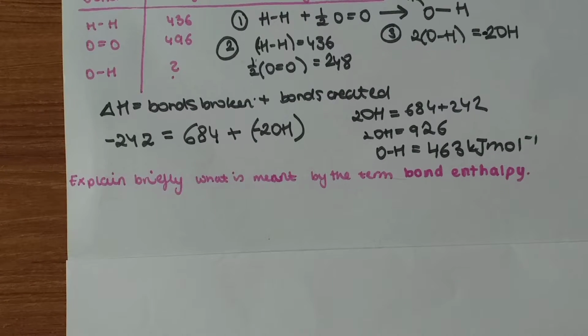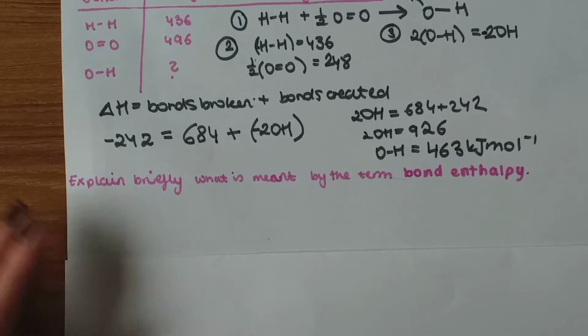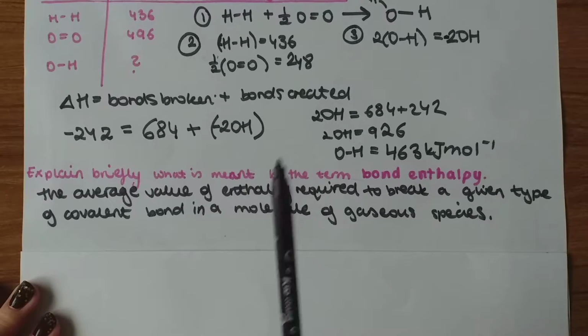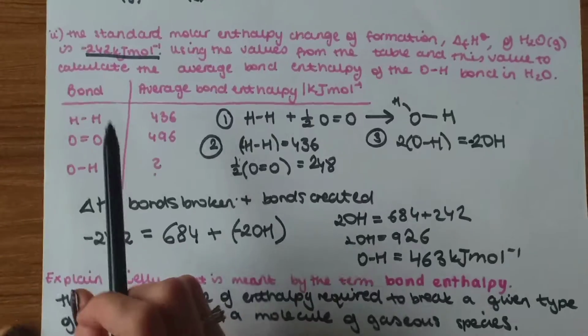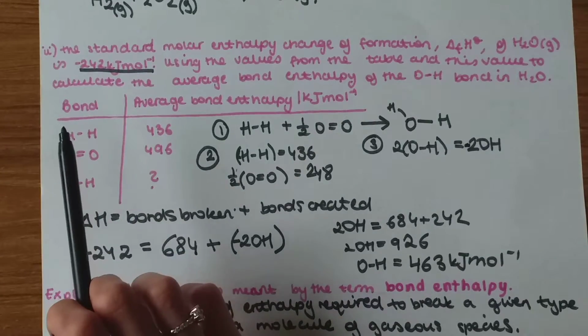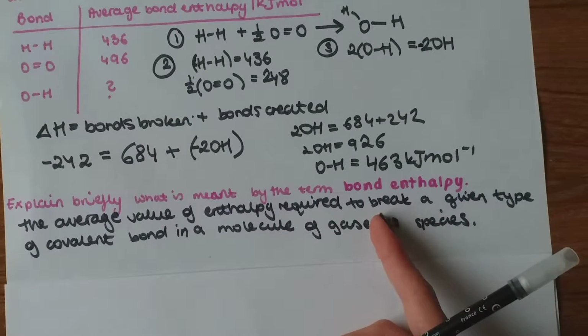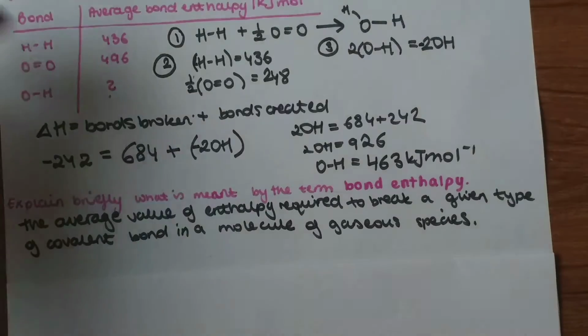The next question says, explain briefly what is meant by the term bond enthalpy. All it means is the average value of enthalpy required to break a given type of covalent bond in a molecule of a gaseous species. We've got different covalent bonds, and each covalent bond has a different average bond enthalpy. So bond enthalpy is the enthalpy needed to actually break this bond. All these different types of bonds.